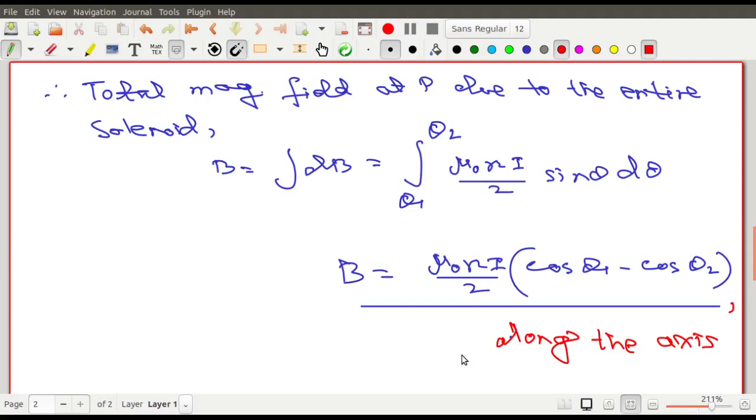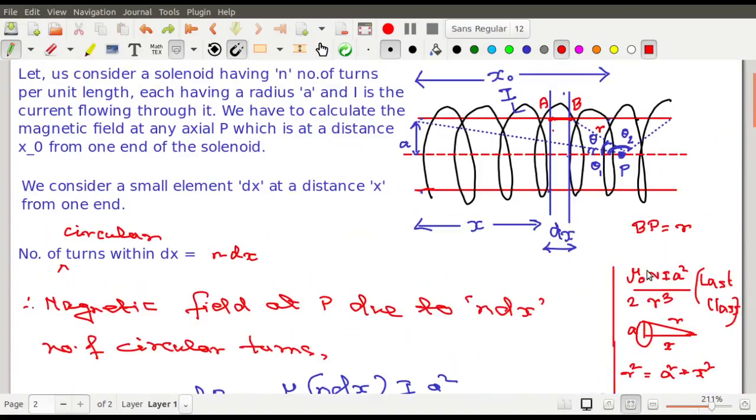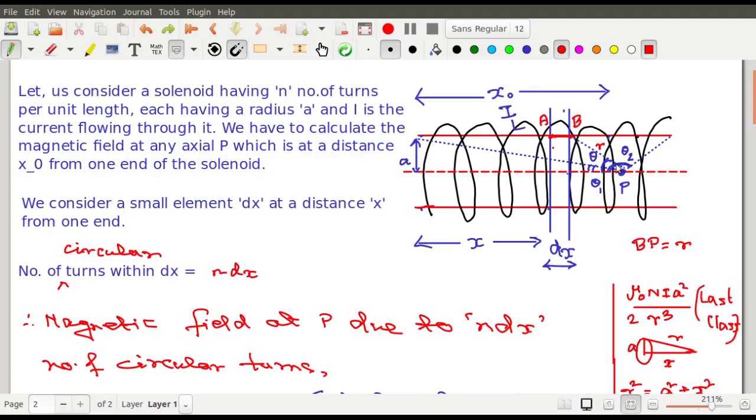Now here I would like to make a statement that in a few textbooks you may find a plus here. The reason behind that is, in a few textbooks they didn't take this angle to be theta 2, they have taken this one to be theta 2. So basically this angle then becomes pi minus theta 2. The angle which I call theta 2 now becomes pi minus theta 2, and cosine of pi minus theta 2 is minus cos theta 2.